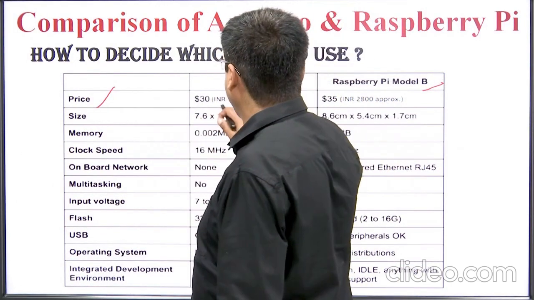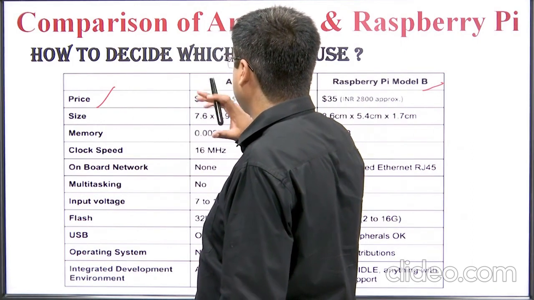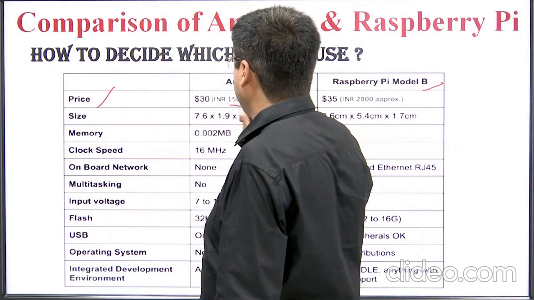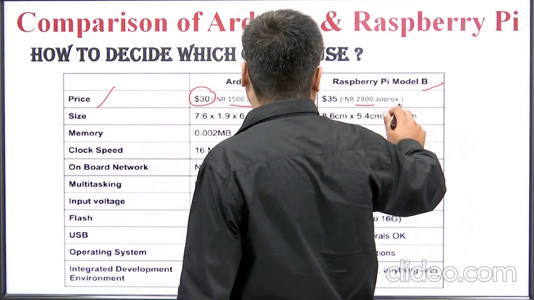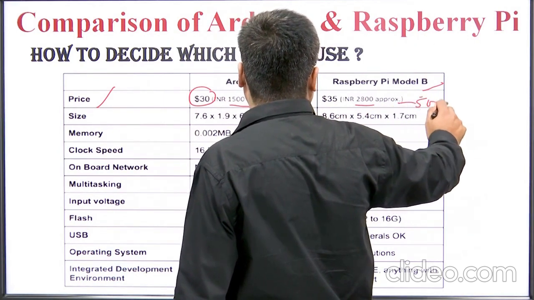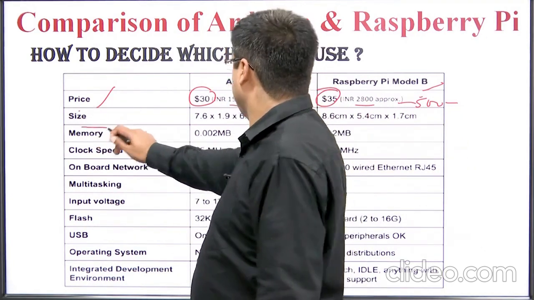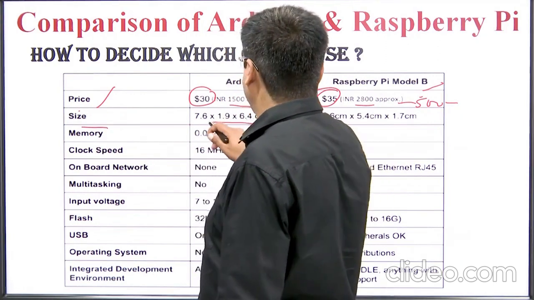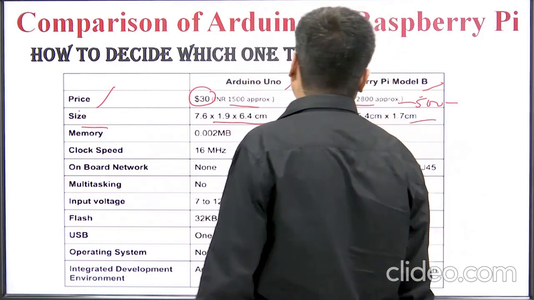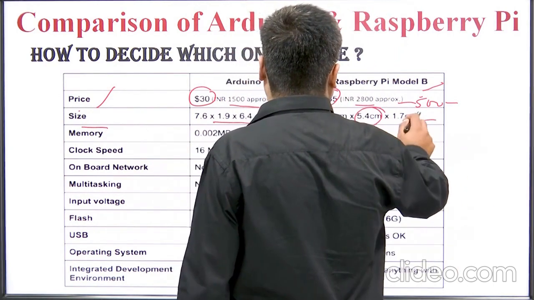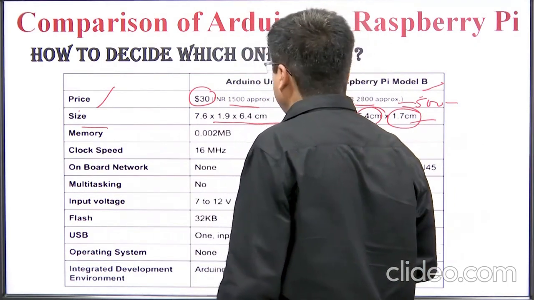First is the price. The price of Arduino is very low, we can say 500, 600. Some micro versions of the Arduino are available at approximately 1500, that is $30. But the Raspberry Pi costs more, approximately 2800. Some Raspberry Pi are available up to 5000, 6000, 7000, etc., that is $35 cost. Size is less for Arduino: 7.6 by 1.9 by 6.4 centimeter board, but here the board size is more, that is 8.6 centimeter by 5.4 centimeter by 1.7 centimeter. So, the price and size of the Raspberry Pi is more.